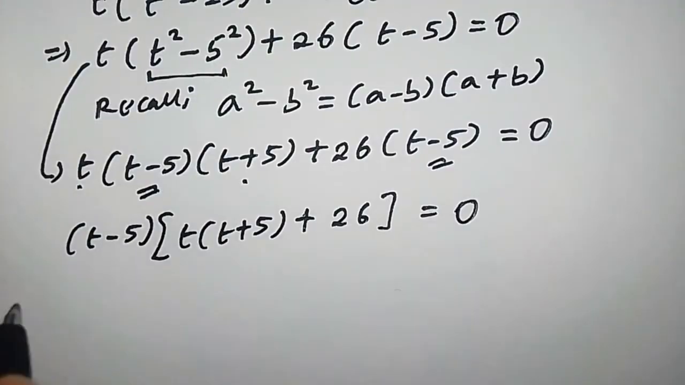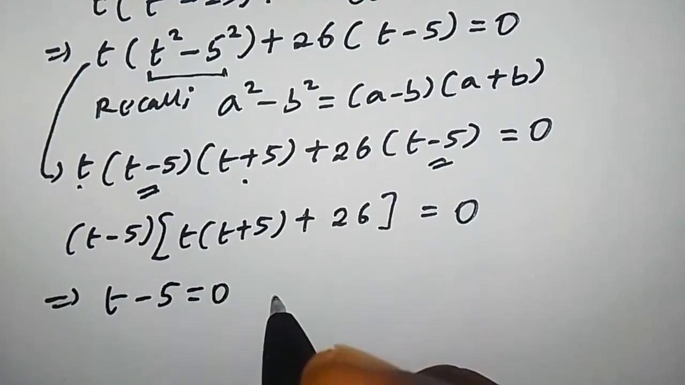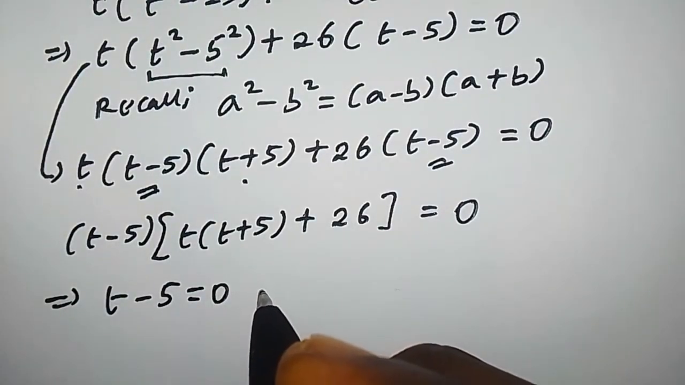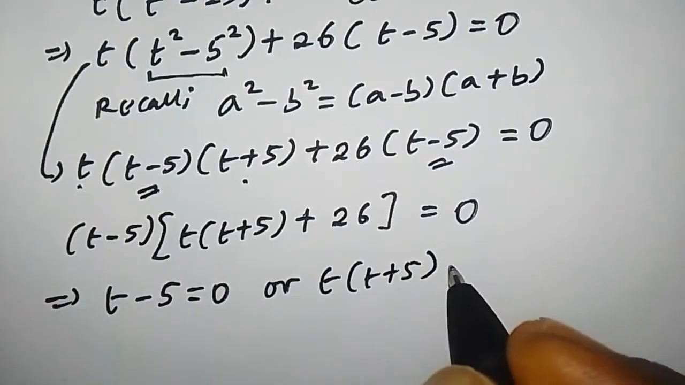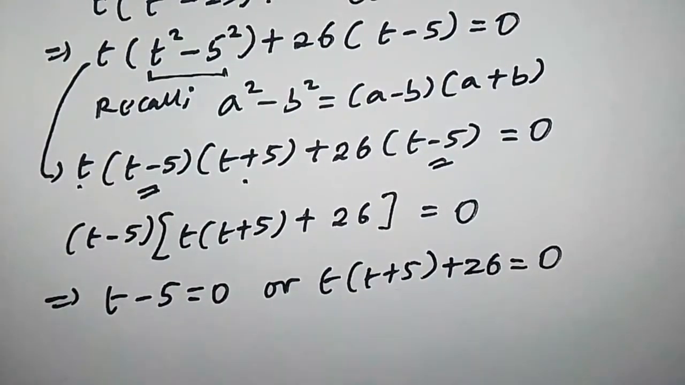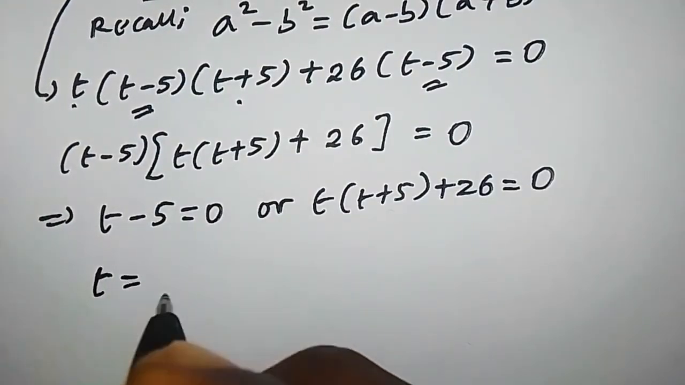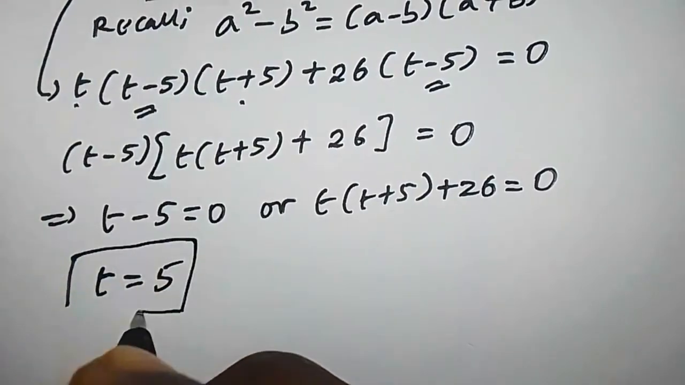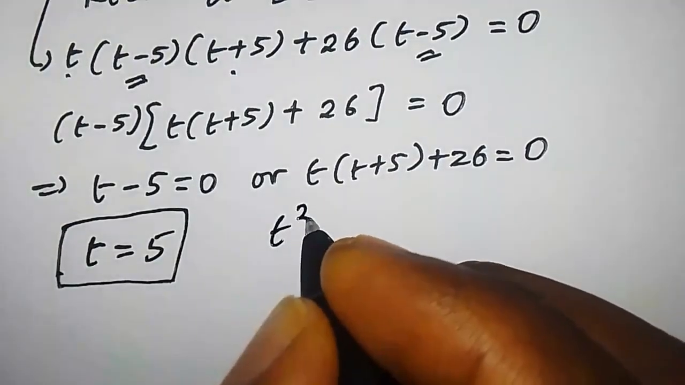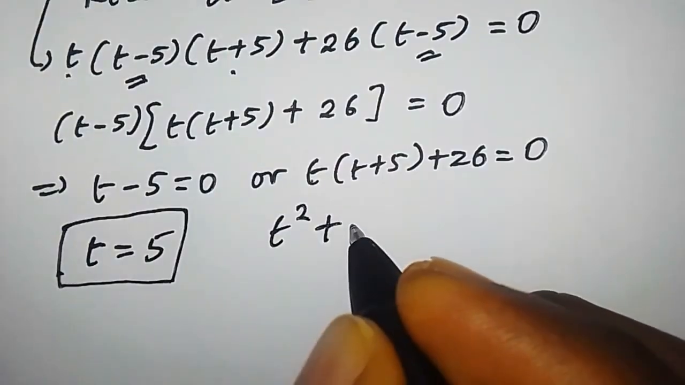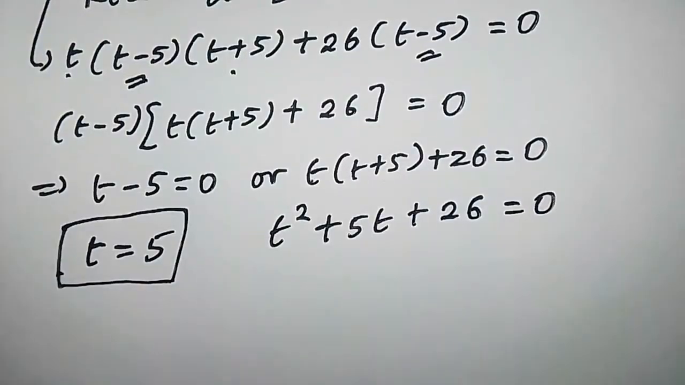Let's continue. This implies that t minus 5 is 0, or this t into t plus 5 plus 26 is equal to 0. Let's proceed further. From this line, it is obvious the value of t is equal to 5. This is the real solution. Now, let us focus our attention on this: t times t square plus t times 5, 5t plus 26 equal to 0.